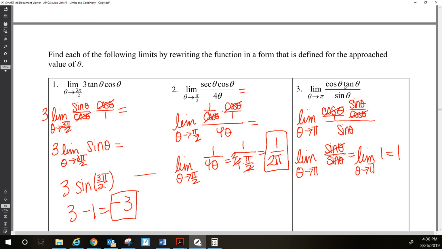All right, that's the first video. I'm going to come back. We're going to explore 2 special limits of trig functions, and then after that we'll work through some more problems.